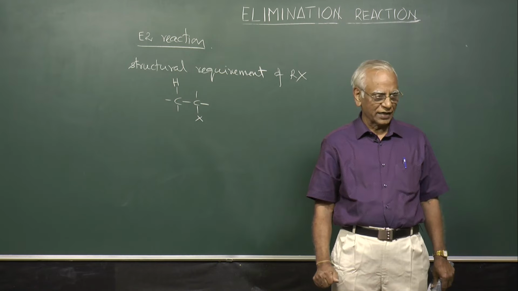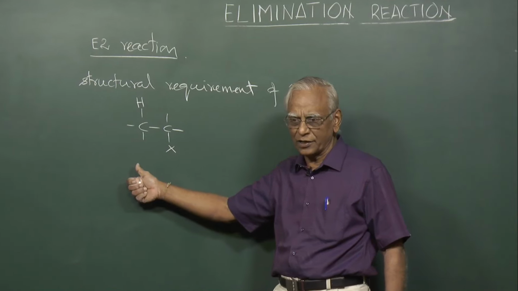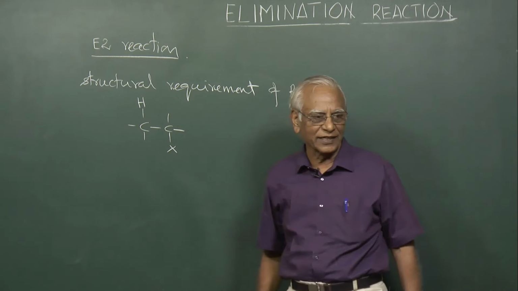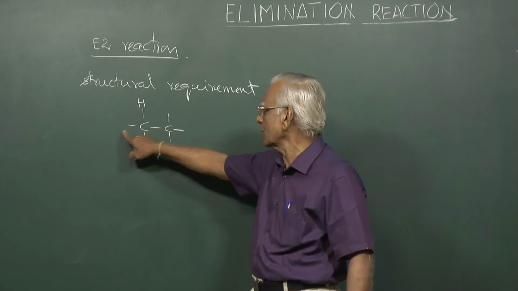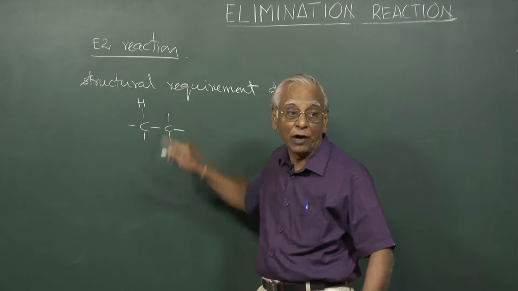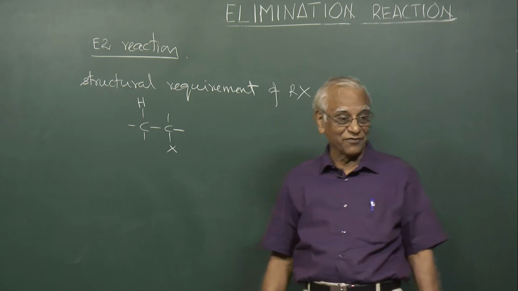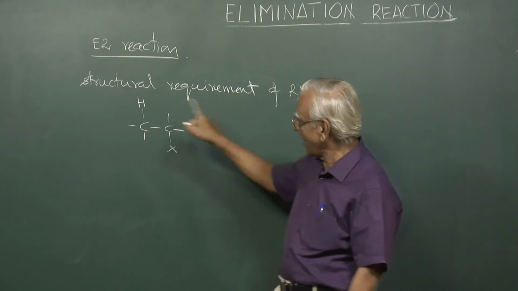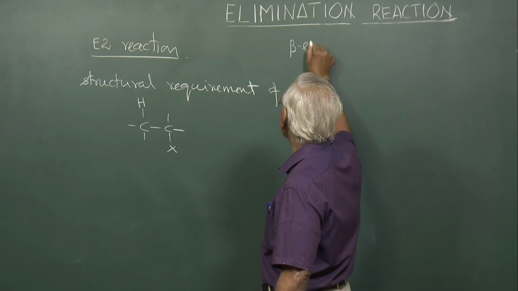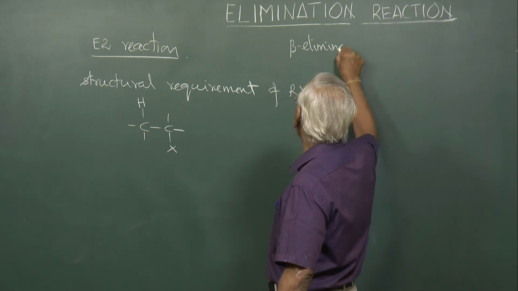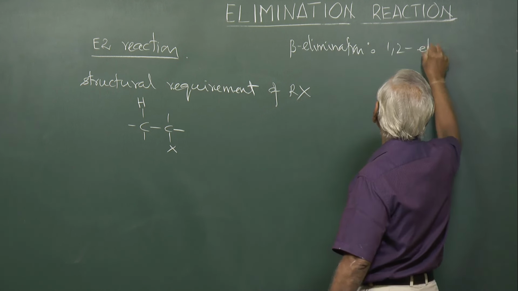Beta elimination. If there is no beta hydrogen, I could generate one more question. Which of the following cannot undergo beta elimination? The one which does not contain the beta hydrogen atom. The hydrogen atom could be substituted by a methyl group here, here, and here. And of course, you can have an alpha hydrogen atom. The presence or absence of alpha hydrogen atom is no criterion for me. I need to have the beta hydrogen. This beta elimination has another name. What is the other name for this? It is also known as 1,2 elimination.